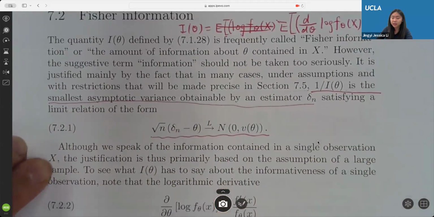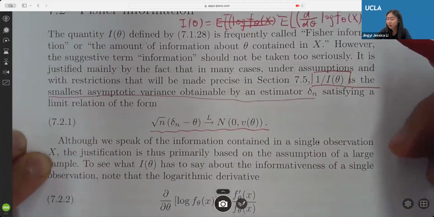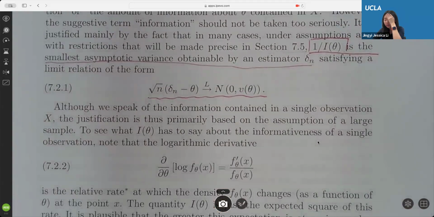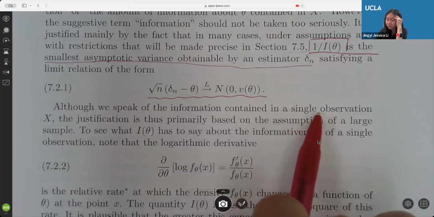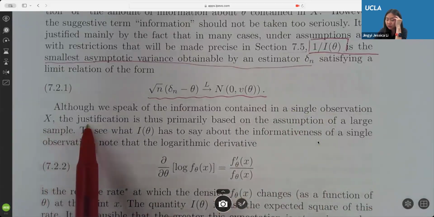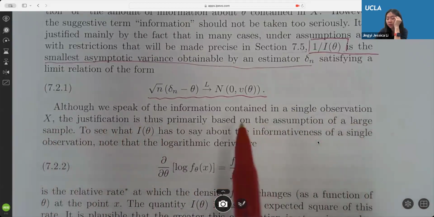So essentially, this is about asymptotic variance, okay? And we take the denominator as the information because the larger the information, the smaller the asymptotic variance. Although we speak of the information contained in a single observation, x, the justification is primarily based on the assumption of a large sample.